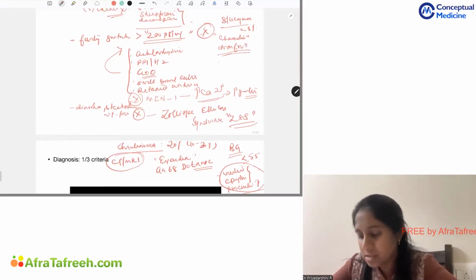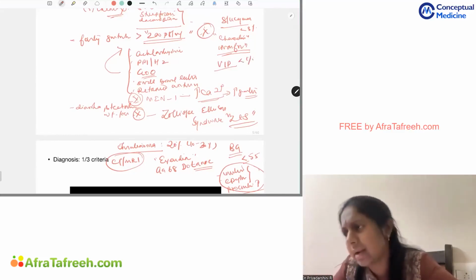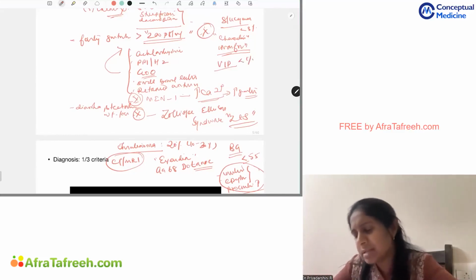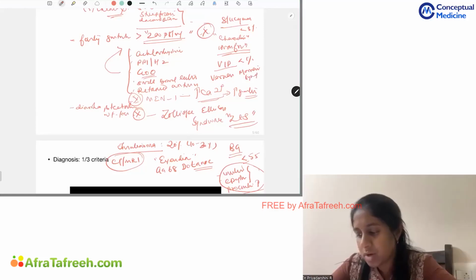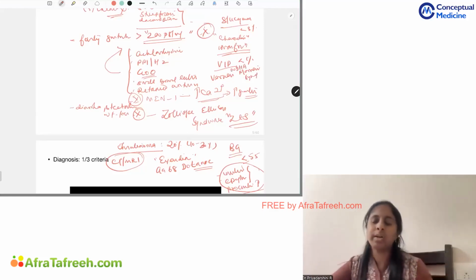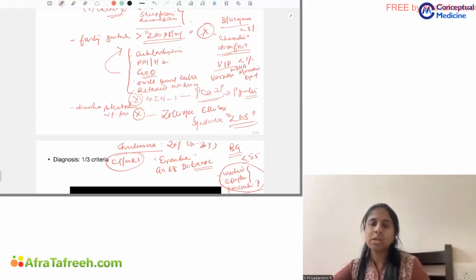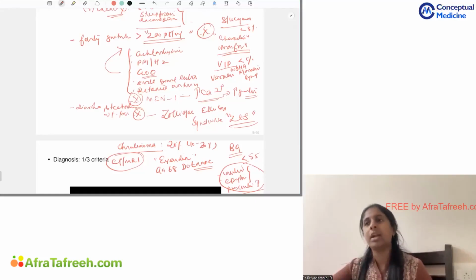So moving on to the next thing, it is VIP. VIPoma, less than 1% only. It's very, very rare. And in VIPoma, there is a characteristic syndrome called Verner-Morrison syndrome. We also call it WDHA syndrome. So you have watery diarrhea, hypokalemia, and acidosis. So here vasoactive intestinal polypeptide will be released in plenty. So what happens is that your intestine would be literally entering into a secretory sort of diarrhea.